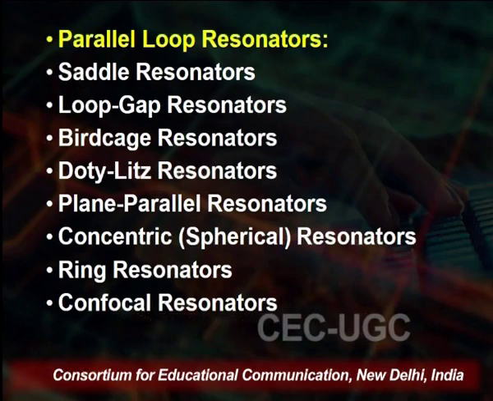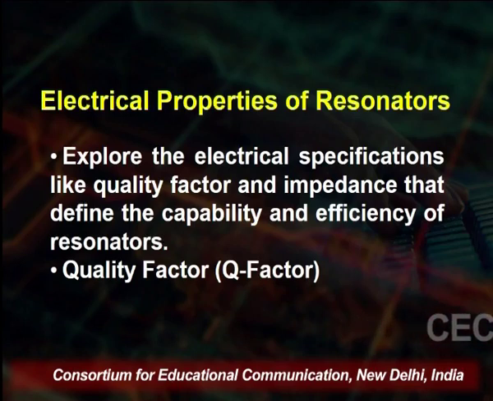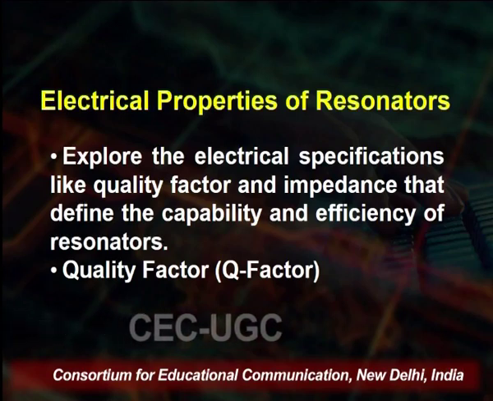Now in this lecture we will discuss the electromagnetic resonator, which means we are looking at the electrical properties of that resonator, and we talk about the electronic resonator. One by one we will briefly discuss these types of resonator, that is the electrical resonator or the electronic resonator. Before starting that, we discuss what the electrical properties of the resonator are that will be used for the detection. So explore the electrical specifications like the quality factor and the impedance that define the capability and the efficiency of a resonator.